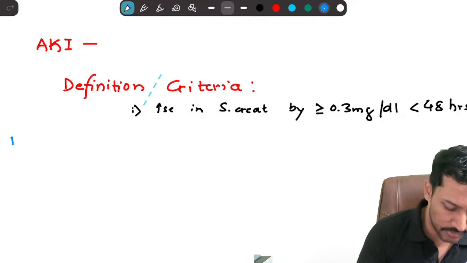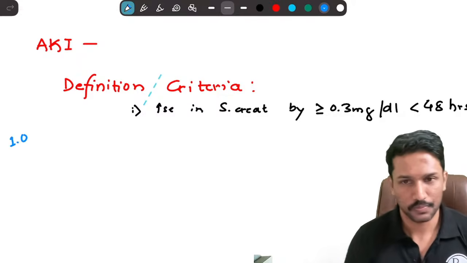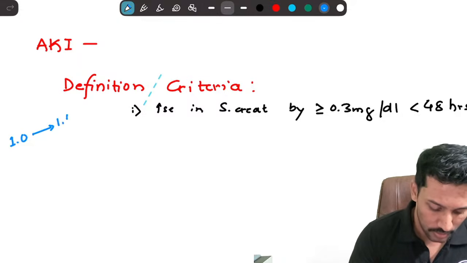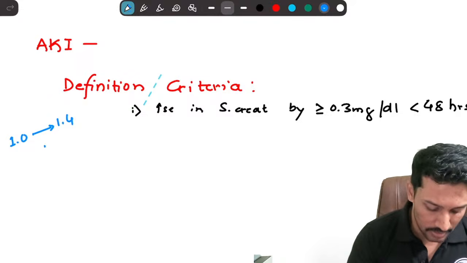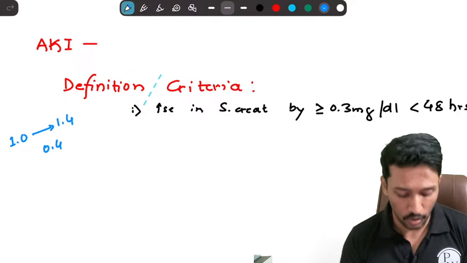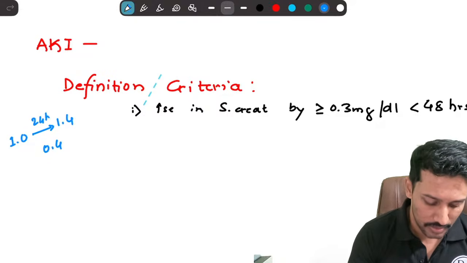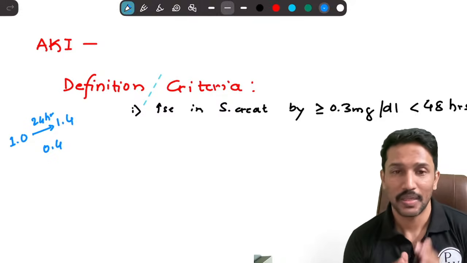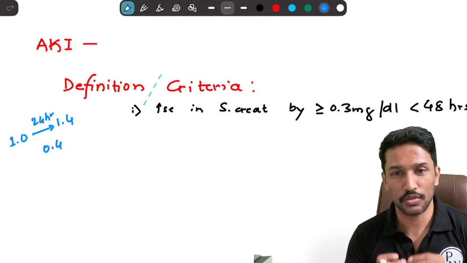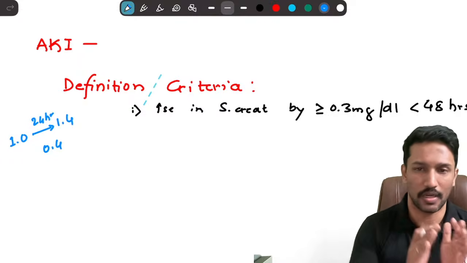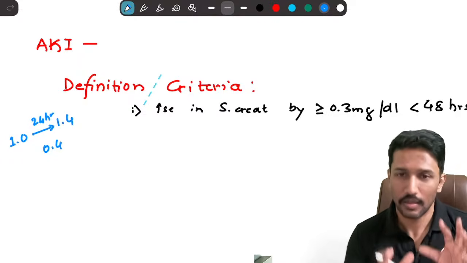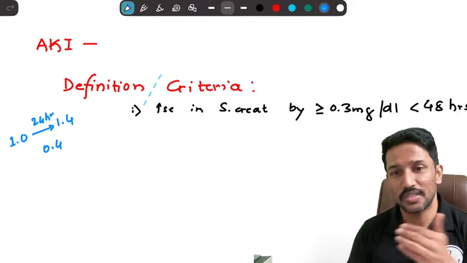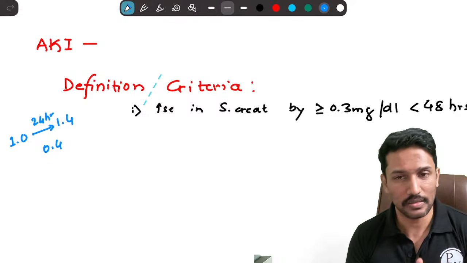Let us say I have an individual with a creatinine of 1.0, and when I check it after 24 hours, it is 1.4. So how much increase has happened? The increase is 0.4. And within how much time span has this happened? Let us say this has happened in 24 hours. Does this fit the criteria for AKI? Yes. What did the criteria say? Increase in serum creatinine by more than or equal to 0.3 milligrams per deciliter within 48 hours. Okay, well, I have a patient whose creatinine is high, but it does not fit this criteria. Then I should see whether it fits the other two criteria to call it AKI.